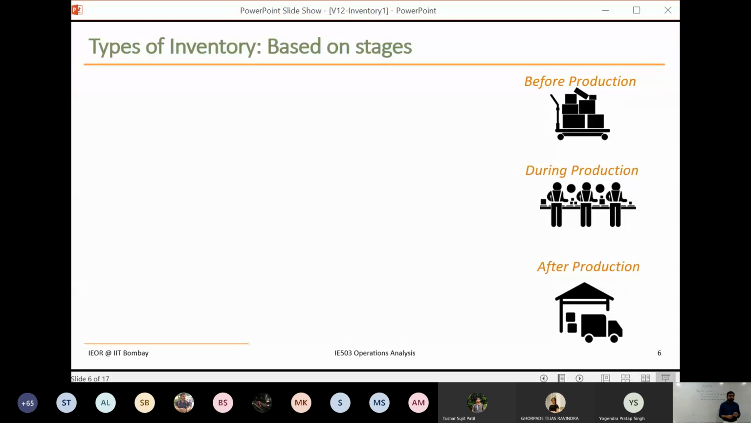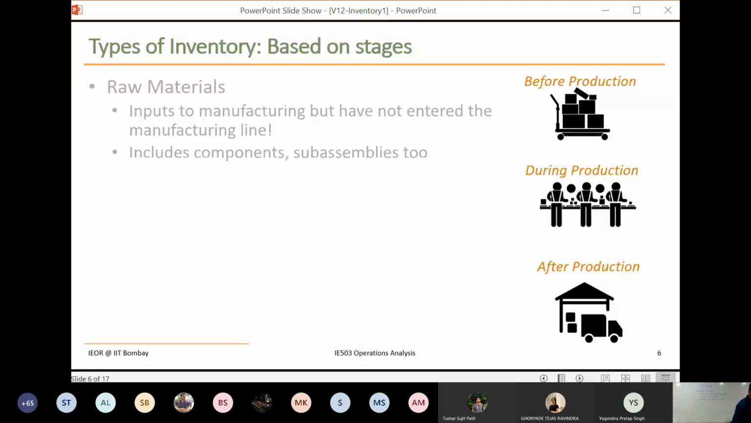Similarly, we are doing this for production systems. We want to clearly define with one word what kind of inventory it is that we are talking about. So based on stages, inventory can be before production, during production, or after production. Before production, the inventory is called raw material inventory. It typically acts as input to the production process. It includes components, sub-assemblies, whatever the company is procuring from somebody else and is going to put in the manufacturing process. That is called a raw material.